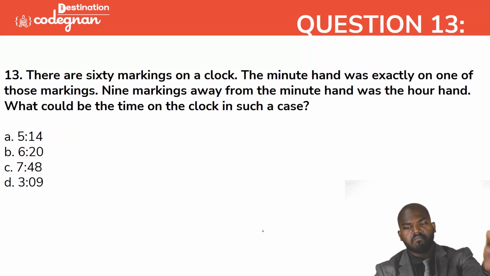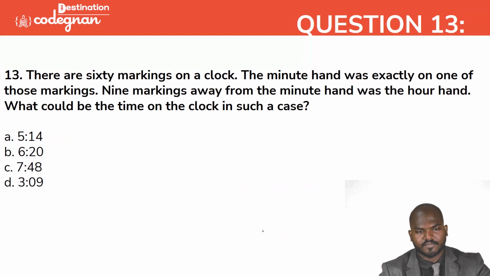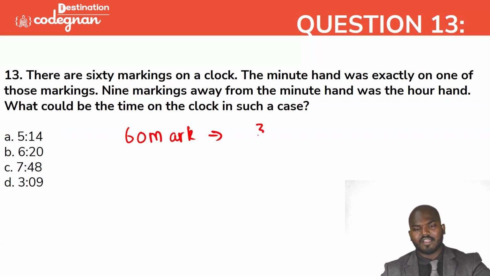There are 60 markings on a clock. 60 markings on a clock. Okay. So the minute hand was exactly on one of those markings. So 9 markings are away from the minute hand was the hour hand. What could be the time on the clock in such cases? What is a 60 marking? 60 markings is simply equal to 360 degrees, we can mark it up.